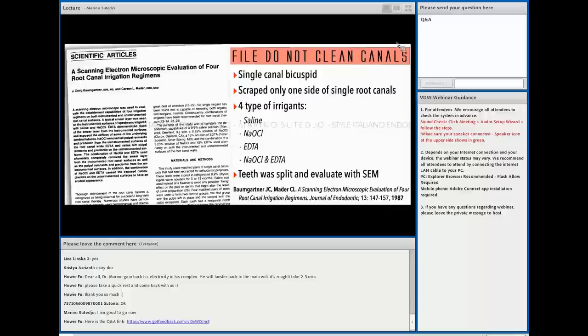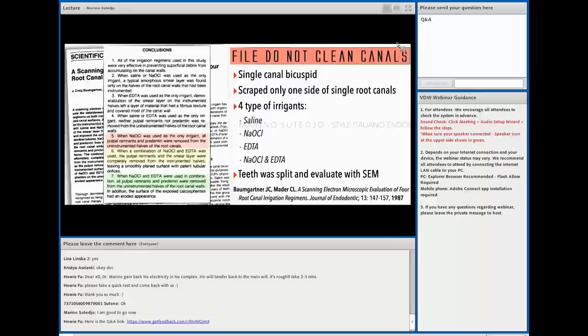There is an interesting paper in 1987 by Craig Baumgartner at that time. He used a single-canal canine and they scraped only one side of the canal. So from the round canal, they scraped each side with an instrument, and the other side, they did not instrument. Then they used four types of irrigation: saline, sodium hypochlorite, EDTA, and the combination of sodium hypochlorite and EDTA. After that, they split the tooth and evaluated it with the scanning electron microscope.